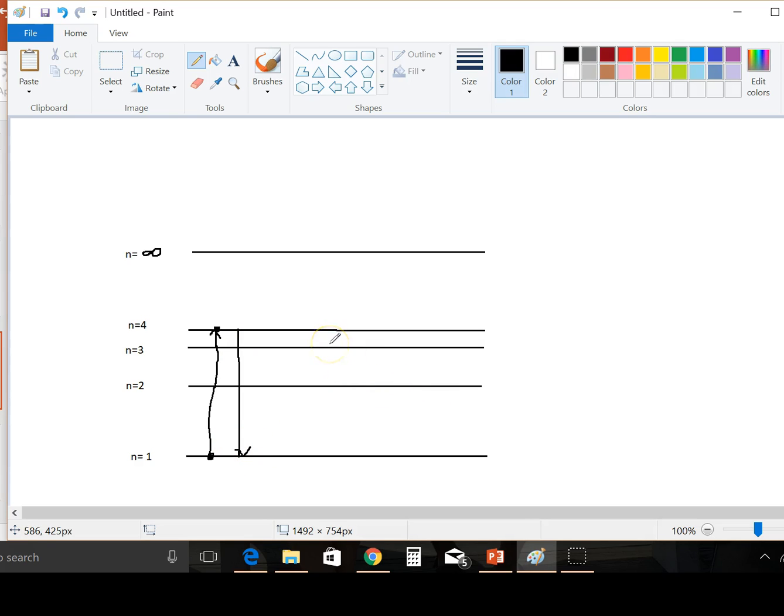Now, when you're looking at a sample of hydrogen, there's more than one atom in the sample. In fact, there's a whole bunch of atoms in the sample. So some of the atoms will have that electron that goes to n equals 4 terminate.